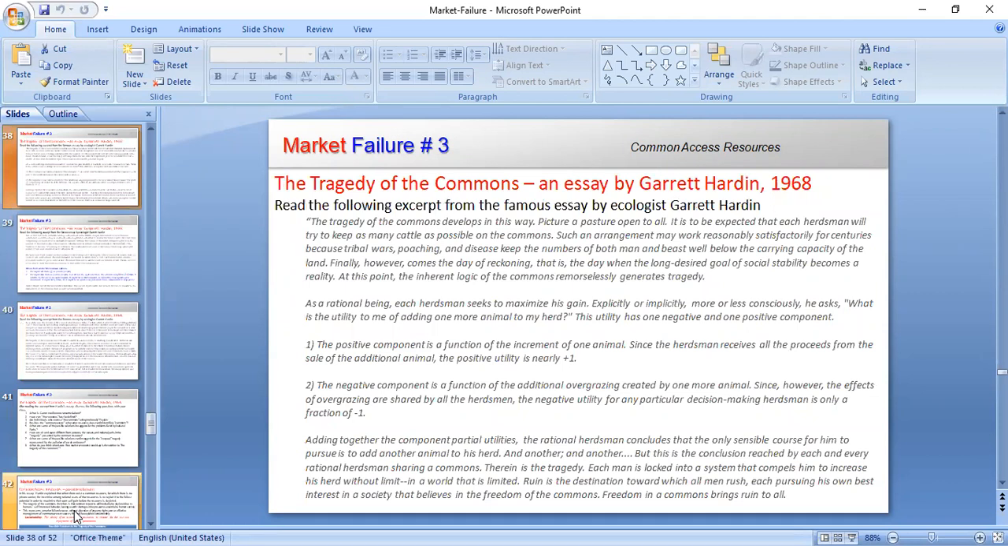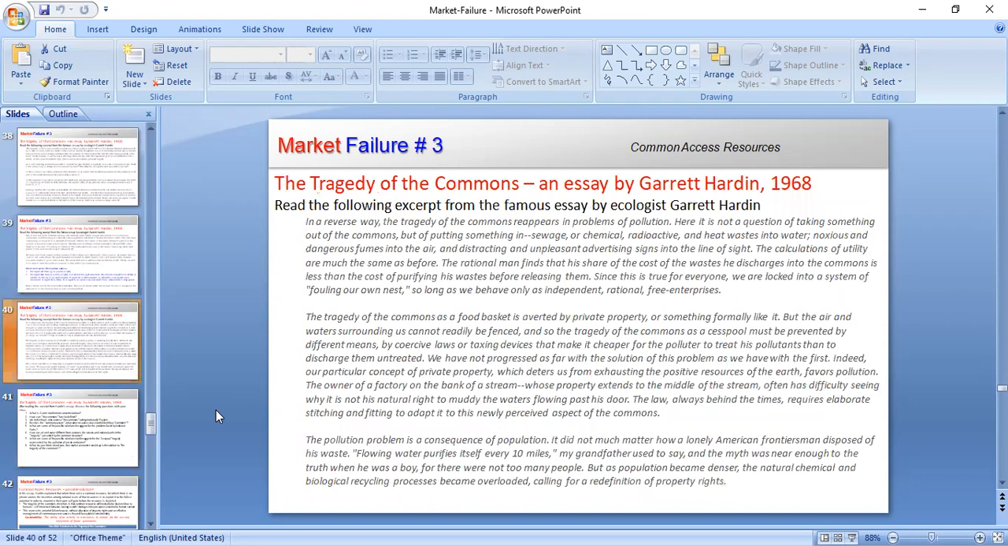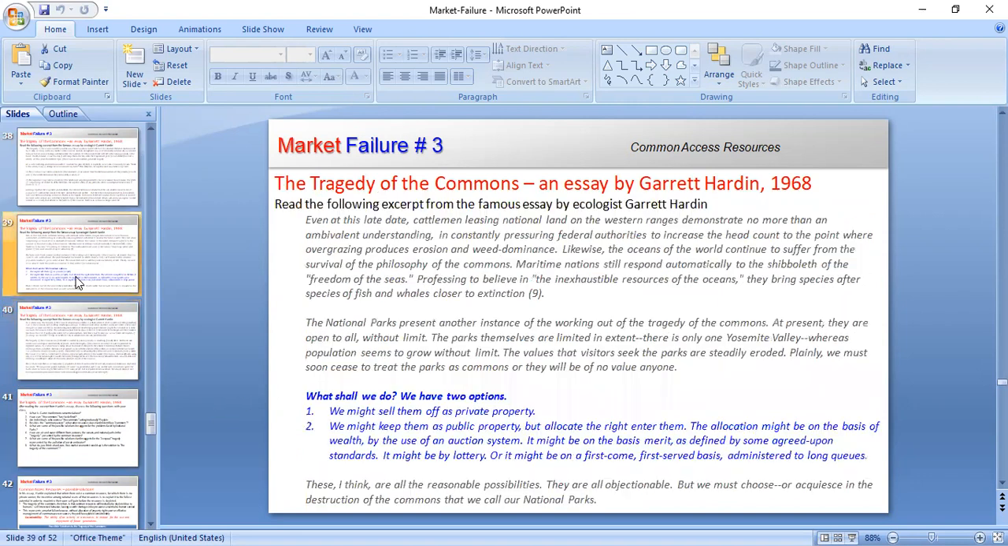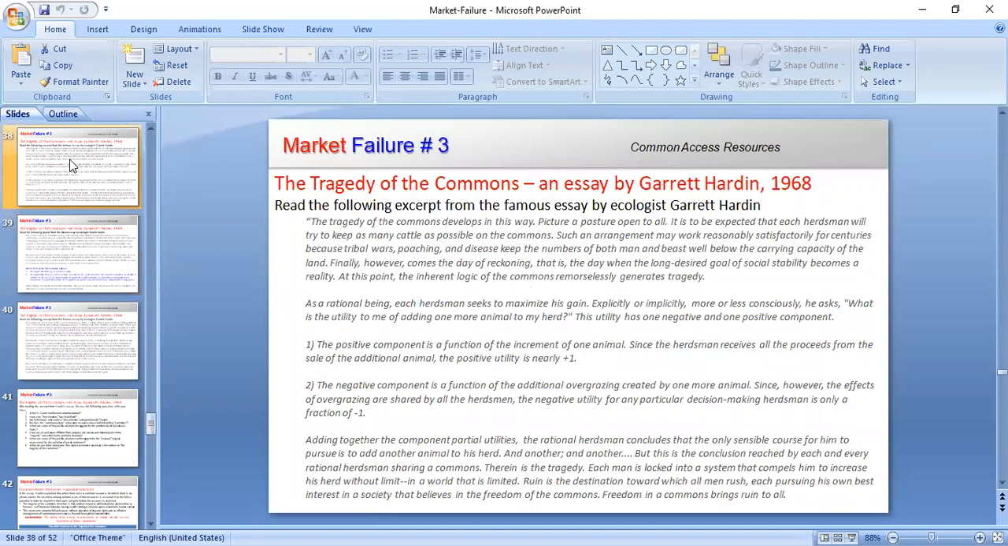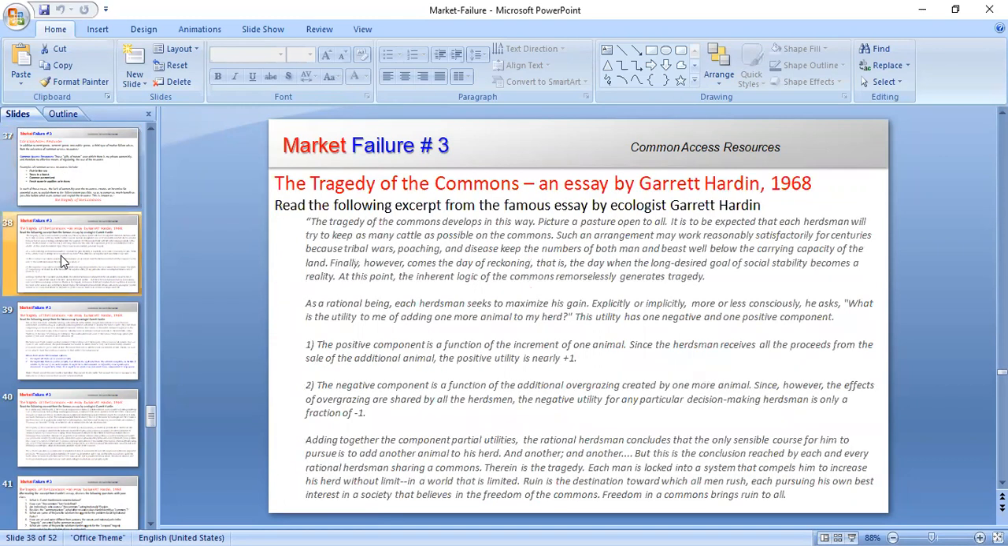So let us look at what we call the tragedy. With these common access resources, basically what happens is that because there is no private ownership, at the end of the day, we are going to have characteristics of rivalry and excludability. In terms of the number of people using these common access resources, we shall have a problem called the tragedy of the commons.